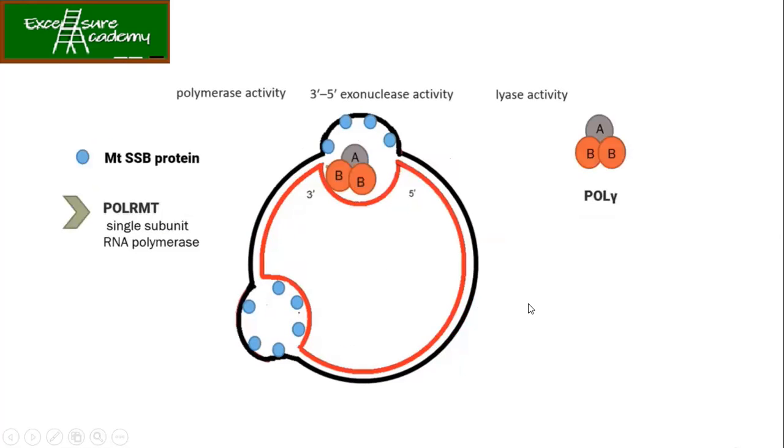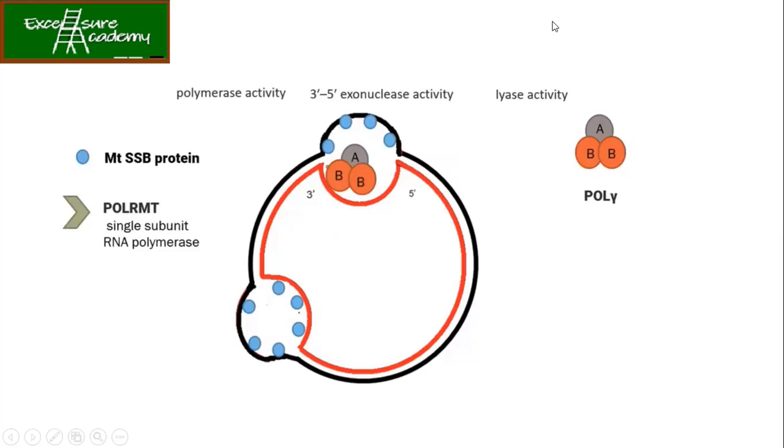Now, you need a DNA polymerase. Which is the DNA polymerase here? It is the polymerase gamma. It has got 3 subunits. And what are the activities of these subunits? It has got the polymerase activity, the 3'-5' exonuclease activity and the lyase activity.